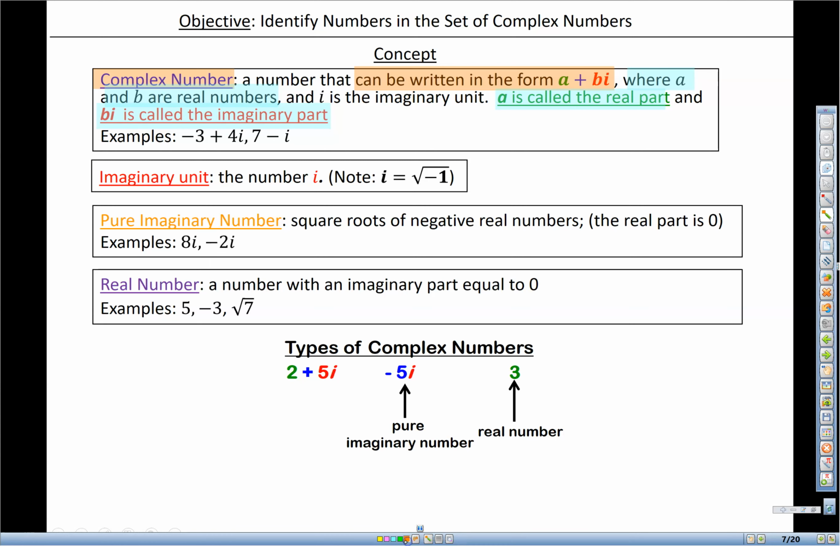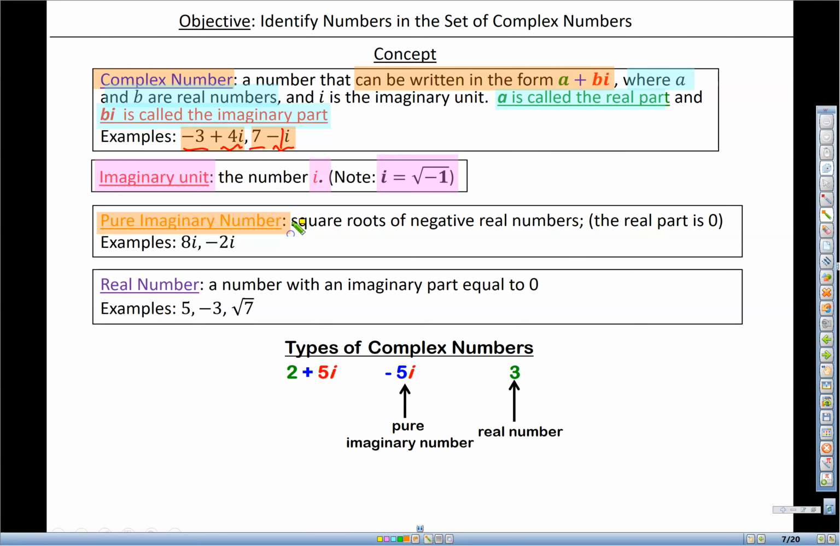These are some examples of complex numbers in this full form with non-zero values: -3 plus 4i, 7 minus i. In each of these, the real parts are the -3 and the 7, and the imaginary parts are the positive 4i and the -1i. The imaginary unit we've already defined. It's our i, and we have to know that i is equal to the square root of -1, which we can't simplify any further, which is why we use i.